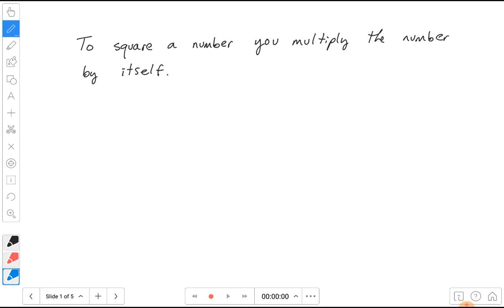Squares and square roots. To square a number, you multiply the number by itself. So if I'm going to square 8, I will multiply 8 by itself, 8 by 8, and I get 64. So we would write that as 8 squared, or 8 to the power of 2, and of course equals 64.